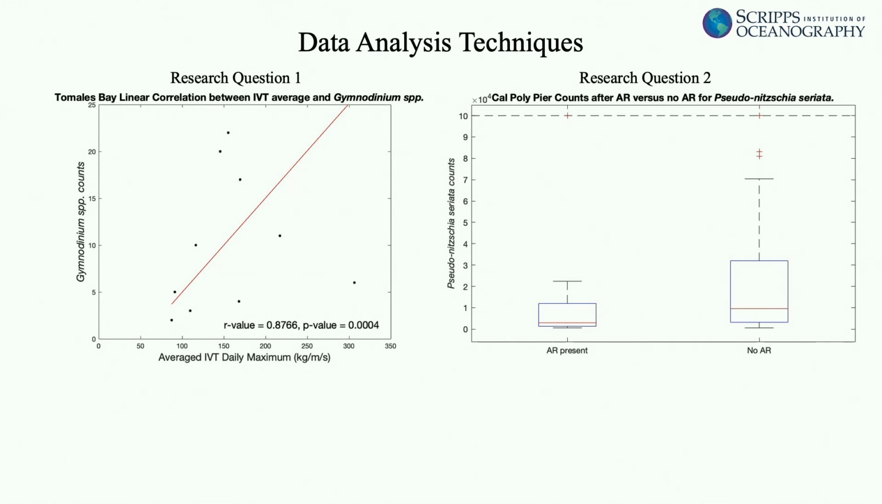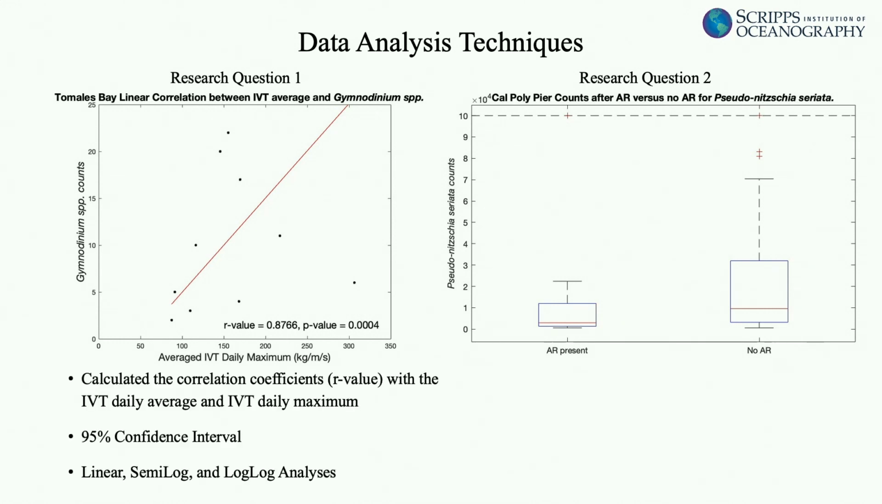I primarily use 2 different techniques to answer my 2 different research questions. The first technique, I calculated the correlation coefficient, also known as the R value, with the IVT daily average and the IVT maximum average, or IVT maximum value. And for both of these correlations, I did this with a 95% confidence interval, meaning that I only accepted values that had a p-value of 0.05 or less.